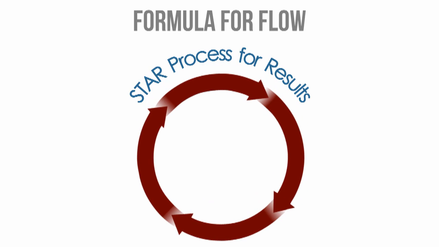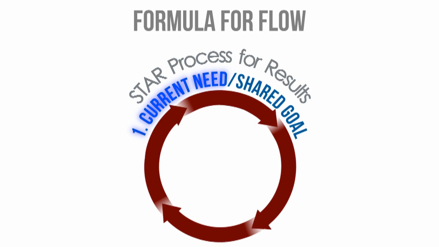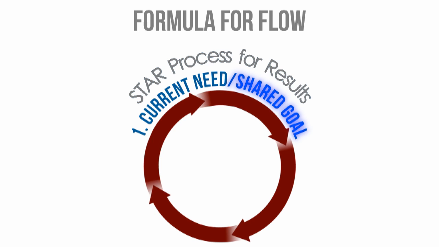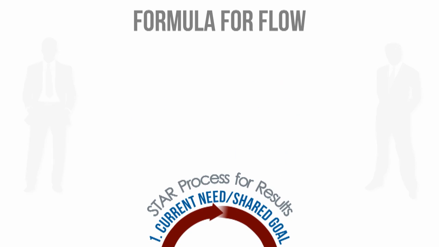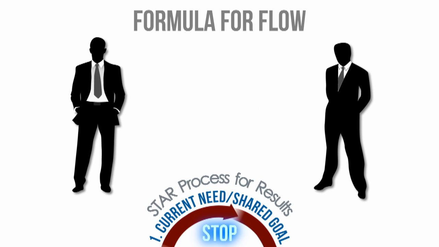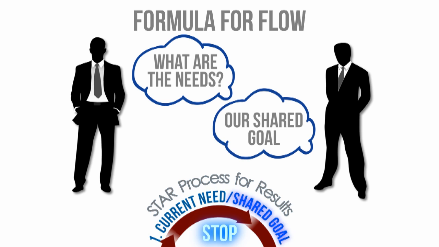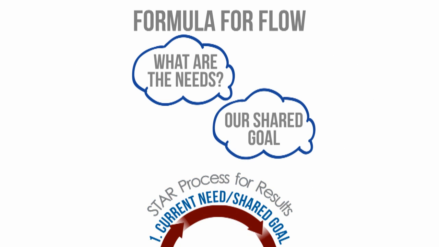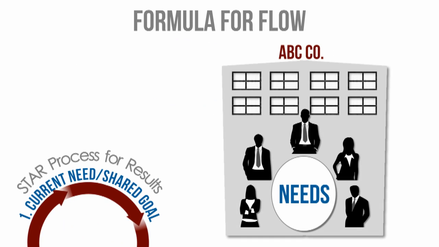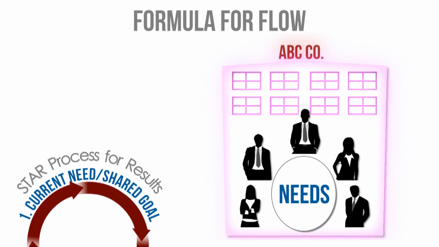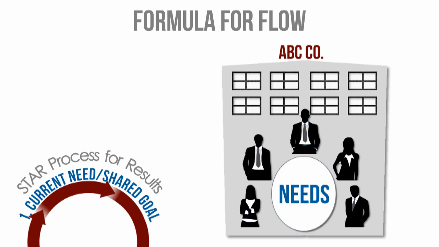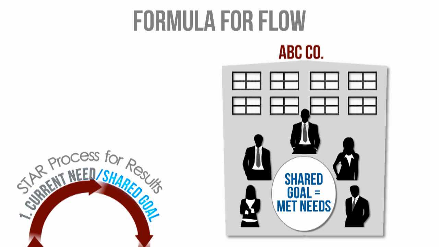The first step in the process concerns a current need or situation and defining the outcome that we would like. This is where we stop, get clear on what the current need is, and identify a shared goal for meeting that need. If 5 individuals are working on a project for an organization, for example, this is where clarity regarding the needs of the organization, the needs of the team, and the needs of the individuals themselves will be identified. Upon identifying the needs, a goal is then set that, when reached, would address the identified needs.